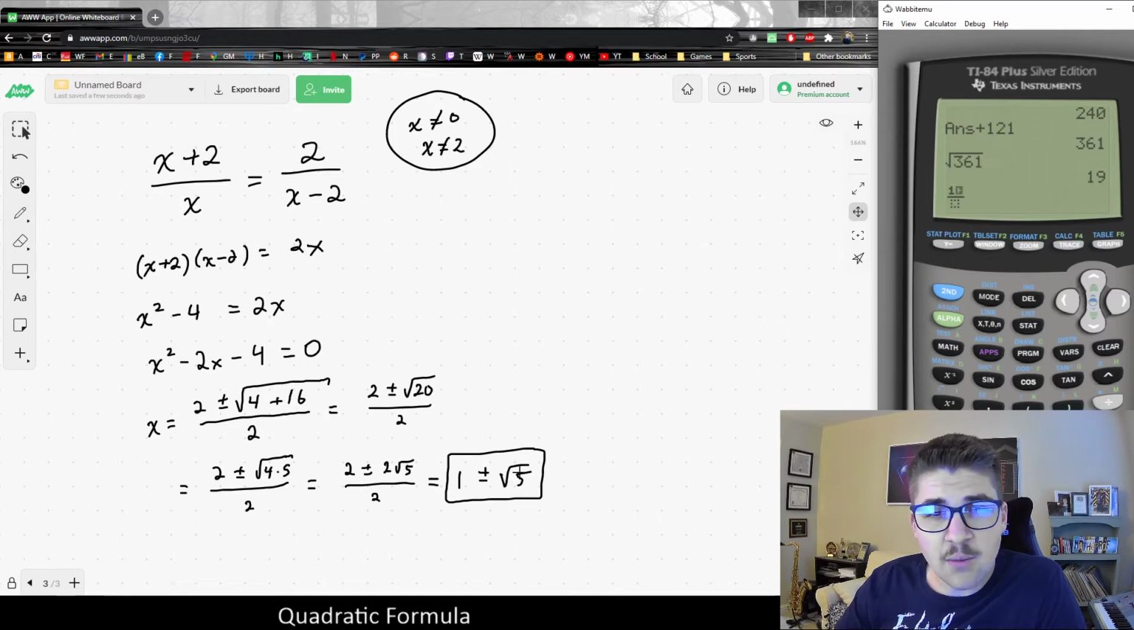So let's say I wanted to check 1 plus rad 5. I could type that in, 1 plus rad 5 plus 2. If I do that and I divide that by 1 plus rad 5, that's going to be the left-hand side of my equation. So the goal would be check the left-hand side, check the right-hand side, make sure they're equal. And that comes out to be about 1.61.